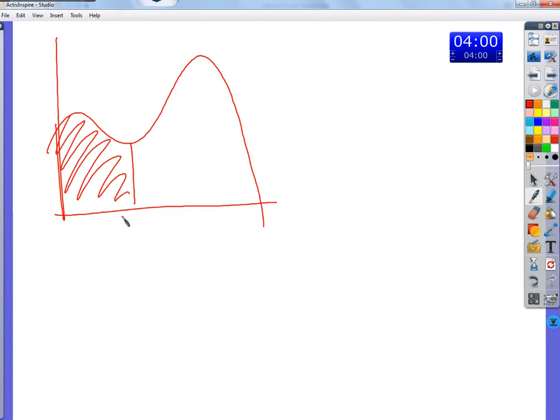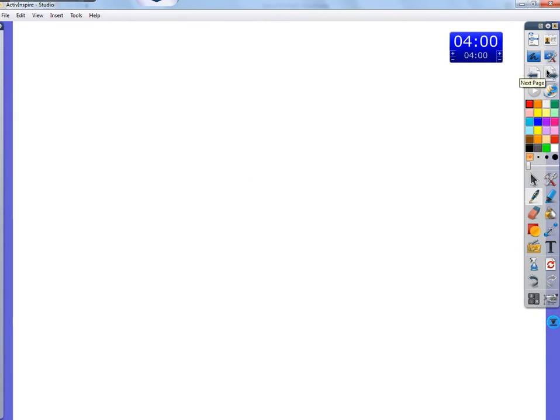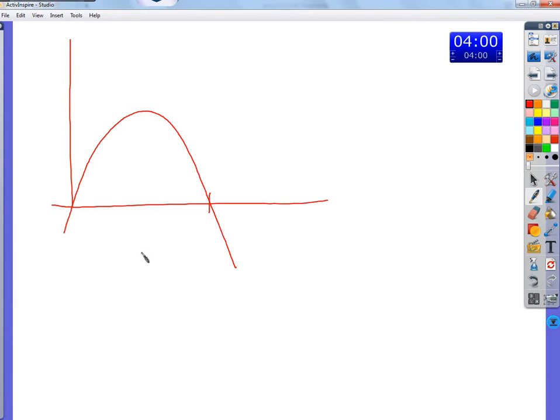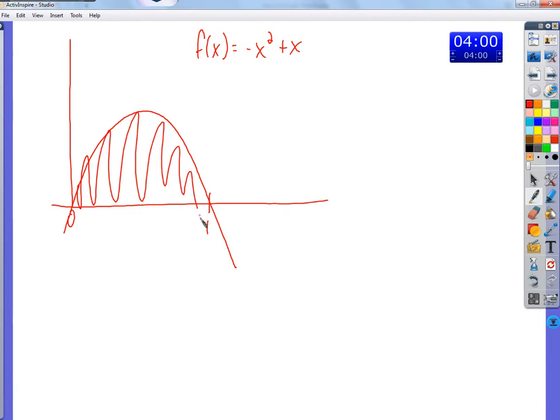We did it like rectangles. Yeah, but there's an infinite amount of rectangles. So for example, let's use this function. Summation formulas find the area. From 0 to 1, this is negative x squared plus x. So from 0 to 1, let's find the area under the curve.